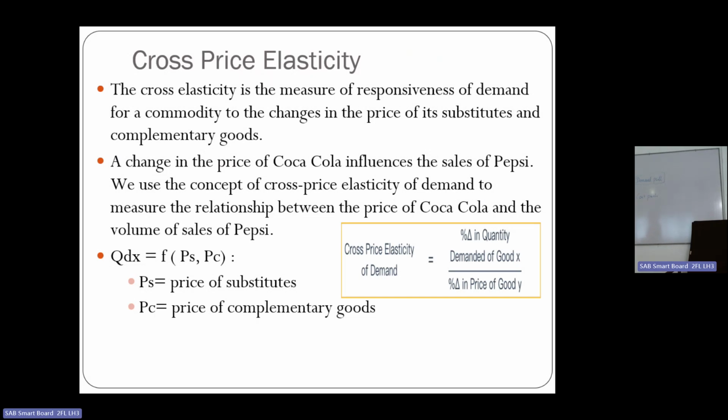For example, when the Coca-Cola price changes, how does it affect the Pepsi Cola sales? It's cola demand, right? That is the cross price elasticity. How do we calculate the percentage change in demand for good X? We divide the percentage change in demand for good X by the percentage change in the price of good Y. So that is the cross price elasticity.